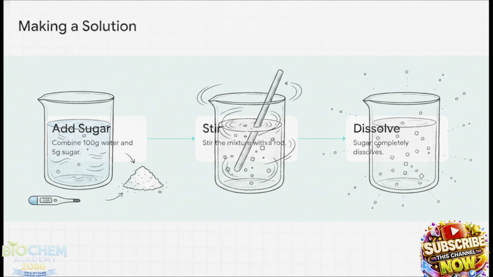We pour in exactly 100 grams of water, and we check our digital thermometer just to make sure the temperature is perfectly stable. Now we add a modest 5 grams of table sugar. We take a glass rod, give it a good stir, and watch closely. The solid sugar crystals completely disappear. If we could zoom all the way in, we'd see those sugar particles breaking off the crystal surface, instantly getting swarmed by water molecules and spreading evenly throughout the beaker. There is absolutely no visible sugar left at the bottom.